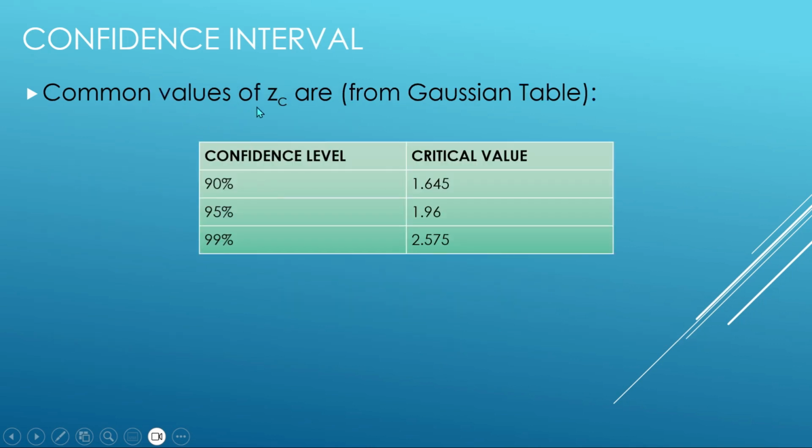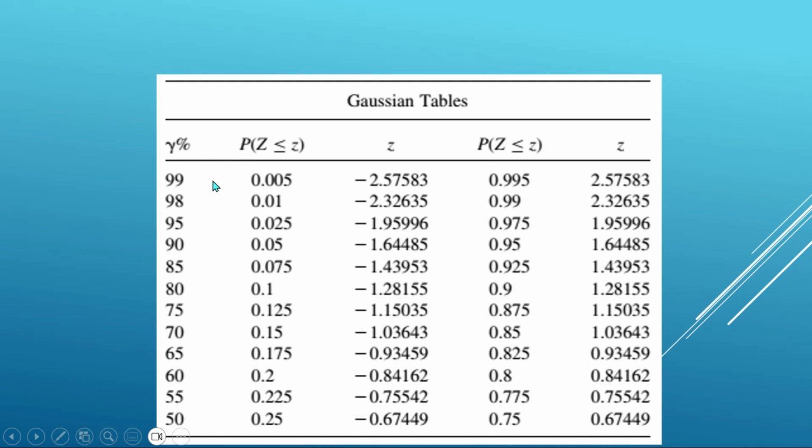Common values of Zc from the Gaussian table that we have seen before: for 90% the critical value is 1.645, for 95% it is 1.96, and for 99% it is 2.575. You can say 99% is 2.575, and 90% is 1.645, and so on.